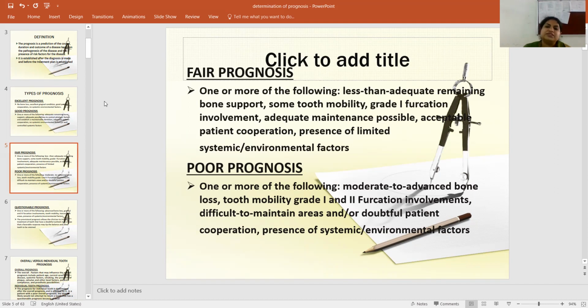So, which means the grade 1 and grade 2 furcation involvement. Grade 2 furcation involvement, as you all know, the bone is attached to the dome of the furcation, but there is horizontal loss of the bone component. So they produce inaccessible areas which are difficult to maintain or clean. Then there should be some tooth mobility also, and the presence of risk factors are also there.